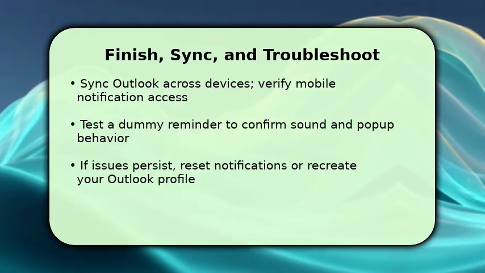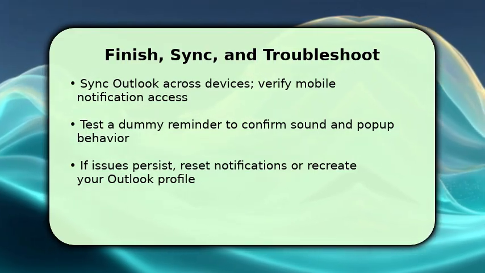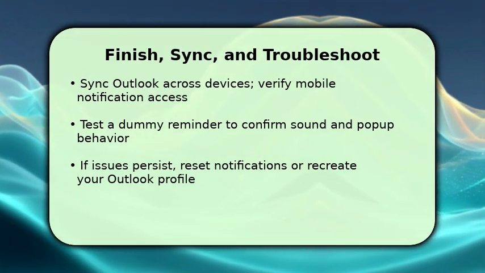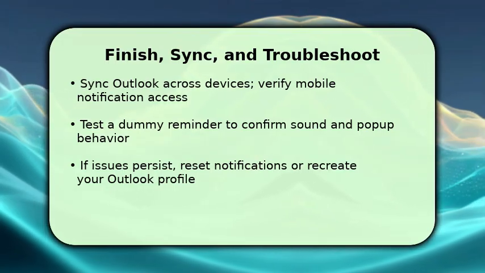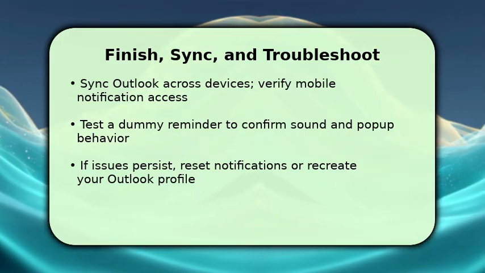If a reminder fails, check Focus Assist, notification settings, and Do Not Disturb on all devices. As a key troubleshooting tip, reset notification preferences or recreate your Outlook profile. That often resolves persistent sync or alert failures.